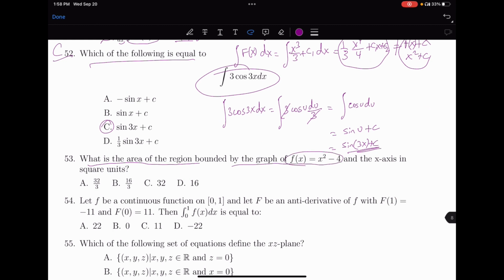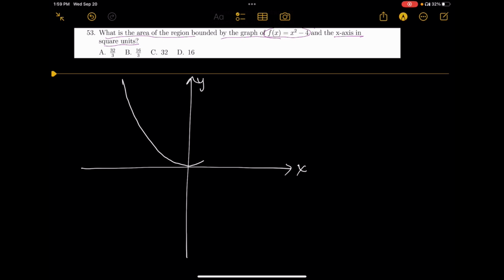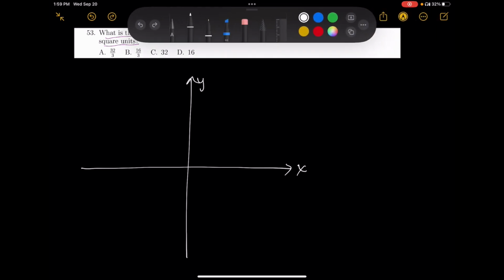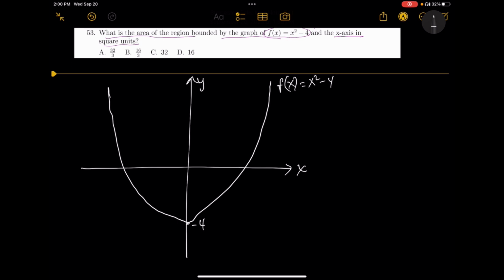53. What is the area of the region bounded by the graph f of x equals x squared minus 4 and the x-axis in square units? Okay, so when we graph the function we have this is x, this is y. Now this is x squared, which we know. But x squared minus 4 shifts it 4 units downward. Here is negative 4. This is x squared minus 4, this is f of x, which equals x squared minus 4.